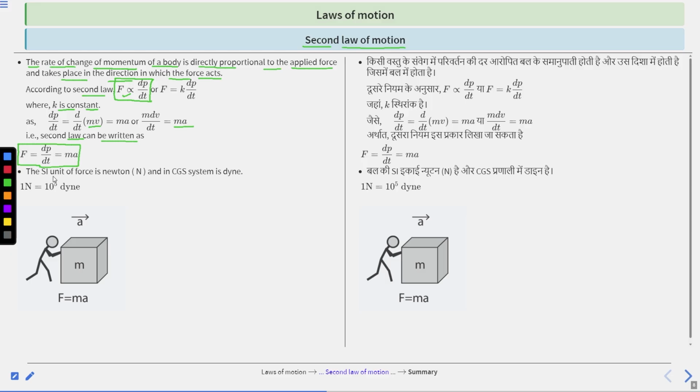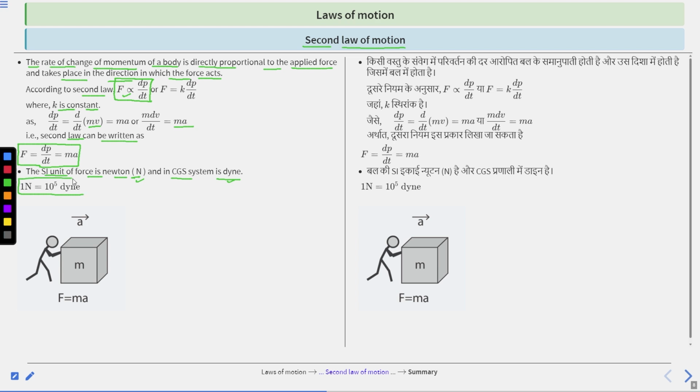This is the second law of motion, or Newton's second law of motion. The SI unit of force is Newton, and in the CGS system the unit is dyne. 1 Newton is equal to 10 raised to the power 5 dyne. This is the conversion of Newton into dyne.